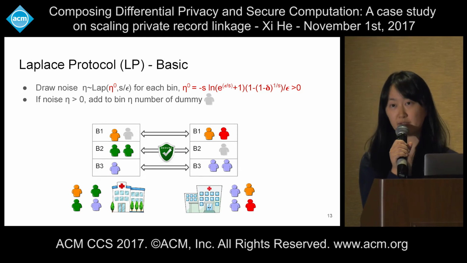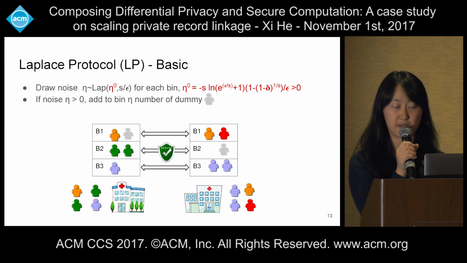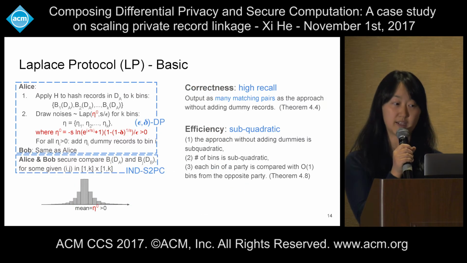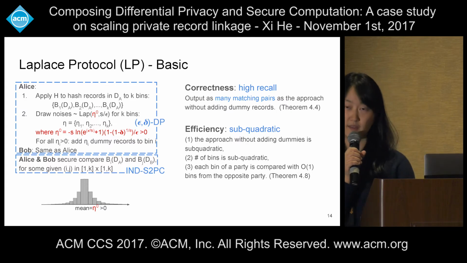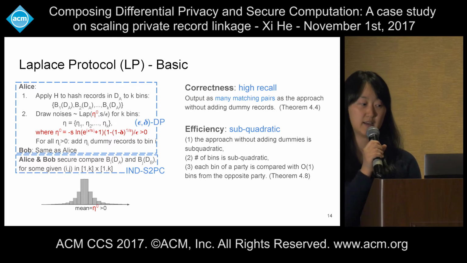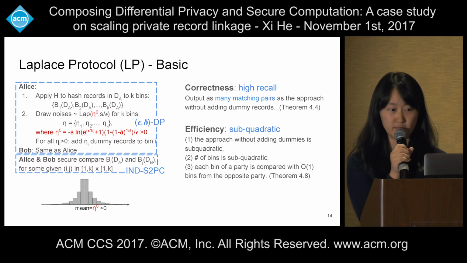And after we create these noisy bins, we run secure multiparty computation between those noisy bins. So this is a summary of the entire protocol. For the first part of the protocol, it's trivial to see that it satisfies epsilon-delta differential privacy. And the second part satisfies the original strong privacy guarantee of indistinguishability-based S2PC.